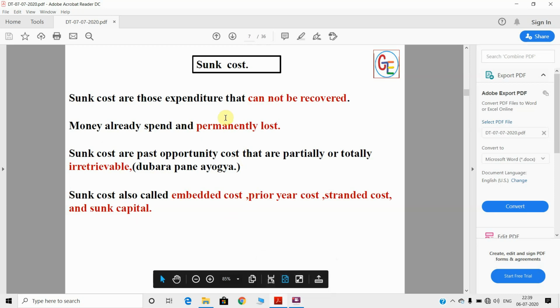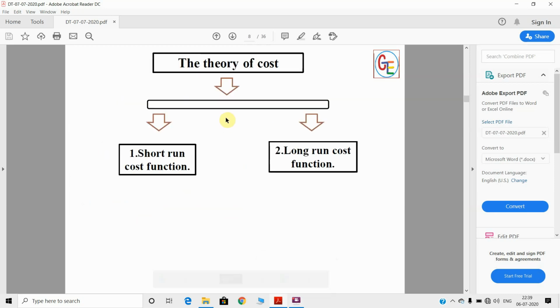So then we can go for the theory of cost. We can divide the theory of cost into two parts: short term cost and long term cost. In case of short term cost, there may be some variable factors or some fixed factors, but in case of long run, all costs are variable, right?